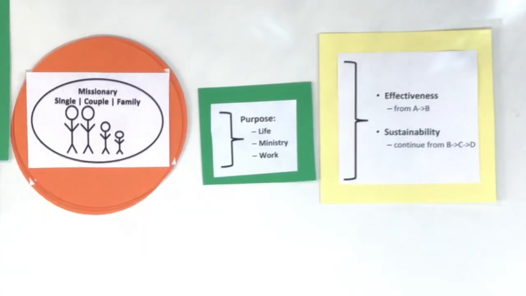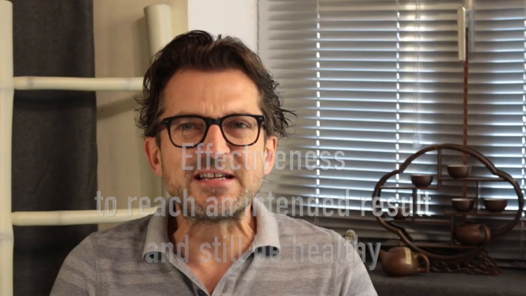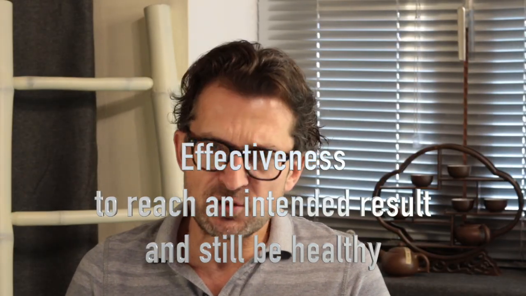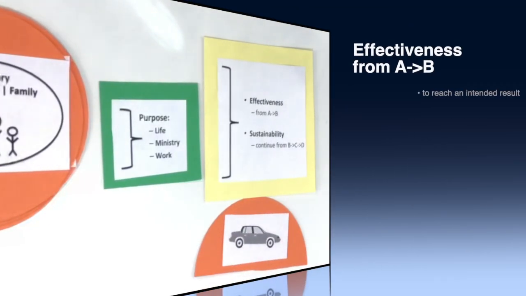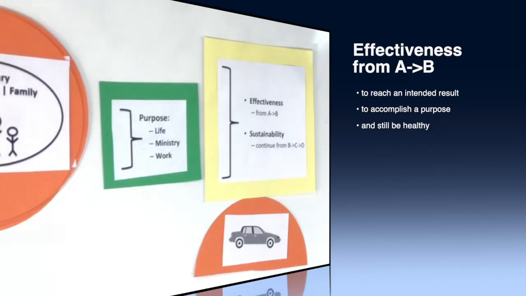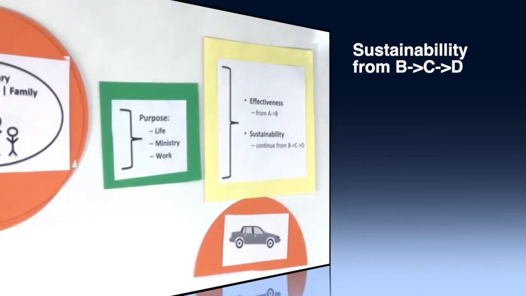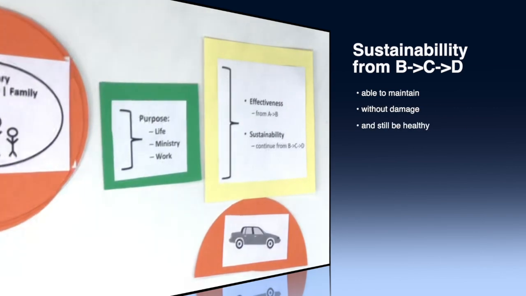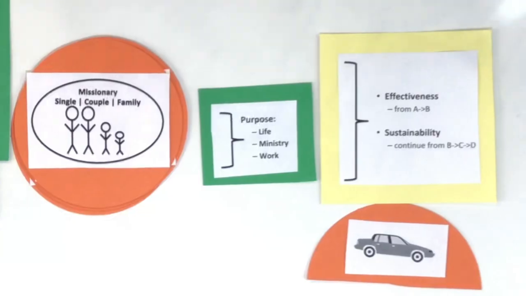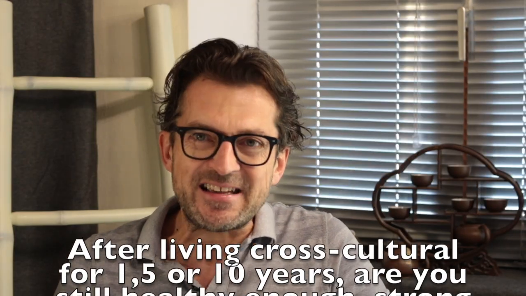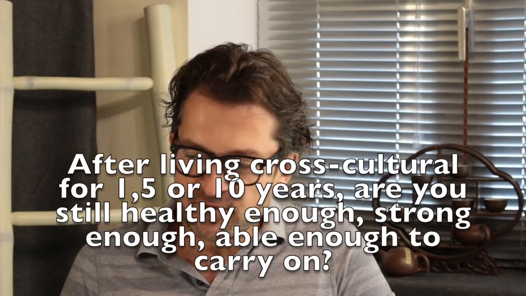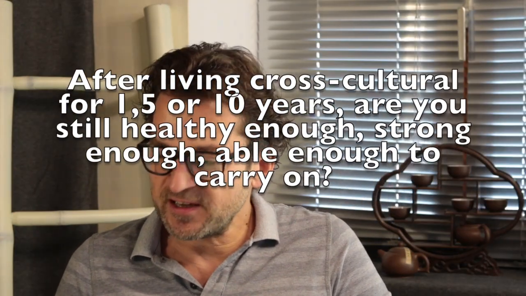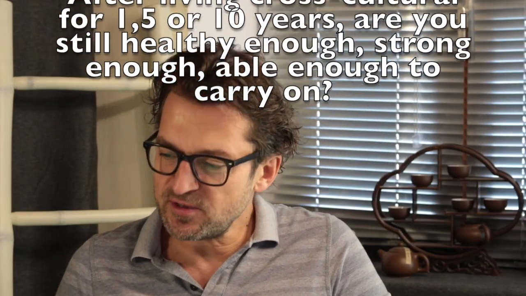What does effective and sustainable mean? Effectiveness means to reach a specific result or purpose. So in my mind, that's like a car that wants to go from A to B. In order to reach B, the car has to be effective. Sustainability means to be able to maintain an indefinite period without damaging the resources. So that means once the car has reached B, it needs to be strong enough and able enough to reach C and D. So effectiveness means A to B. Sustainability means to get from B to C and to D.